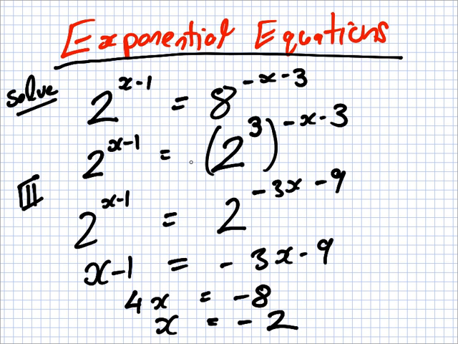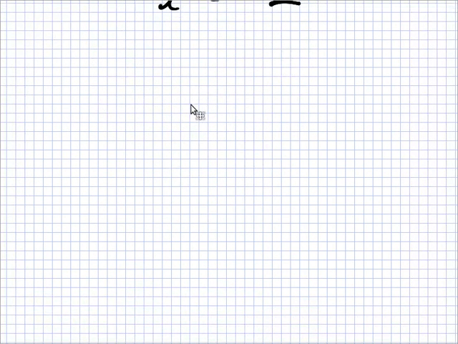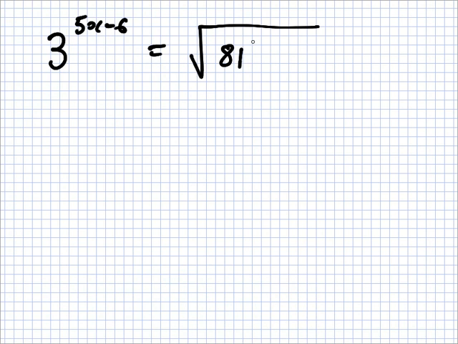All right. Next one now. Can I scroll down? Yep. Okay. So now, a little bit harder now. Right. 3 power 5x minus 6 equals root 81 power 2x plus 6. Now, it looks a bit harder, but it's the same ideas as the last one.